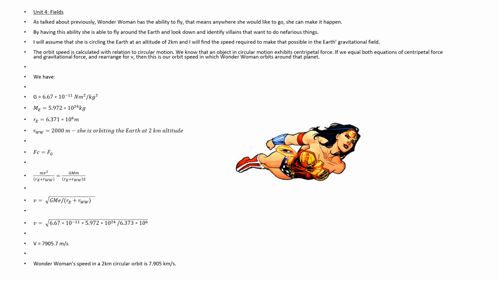Plugging everything in here, we can see that our velocity would be 7,905.7 meters per second. With this, we can conclude that Wonder Woman's speed in a 2-kilometer circular orbit is 7,905 meters per second.